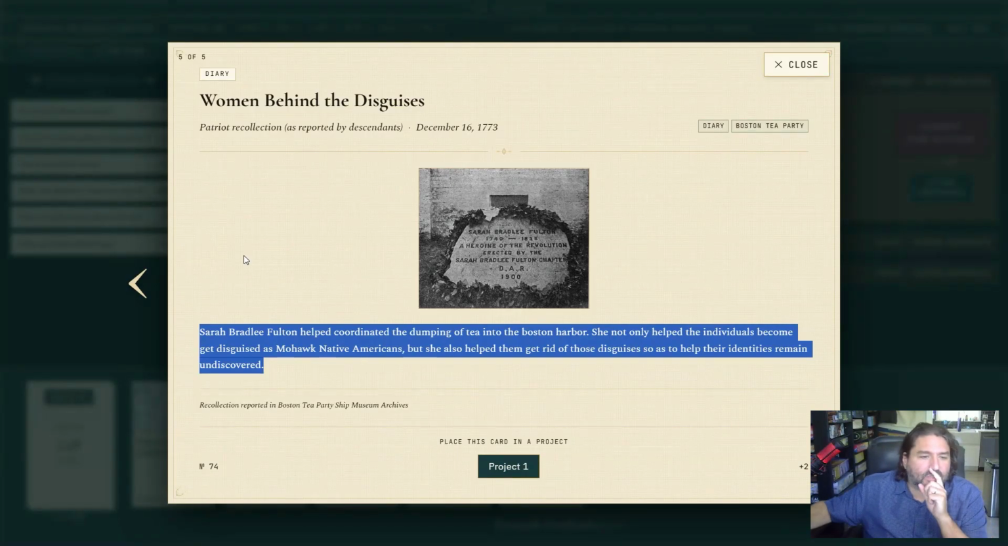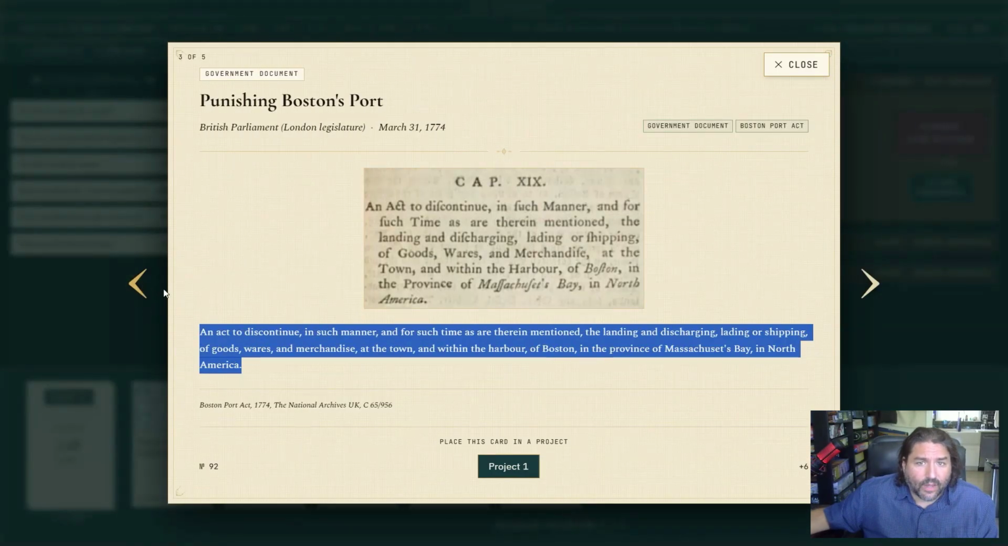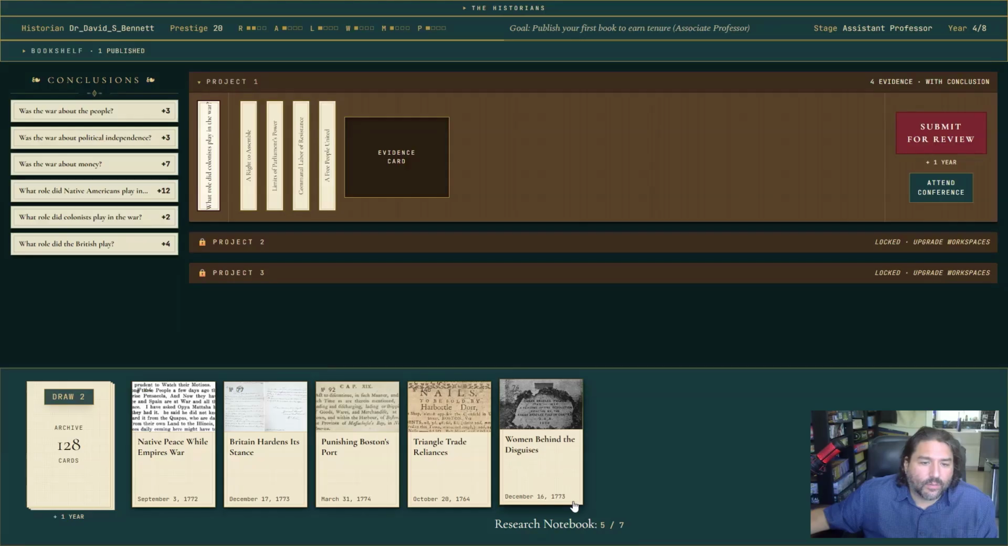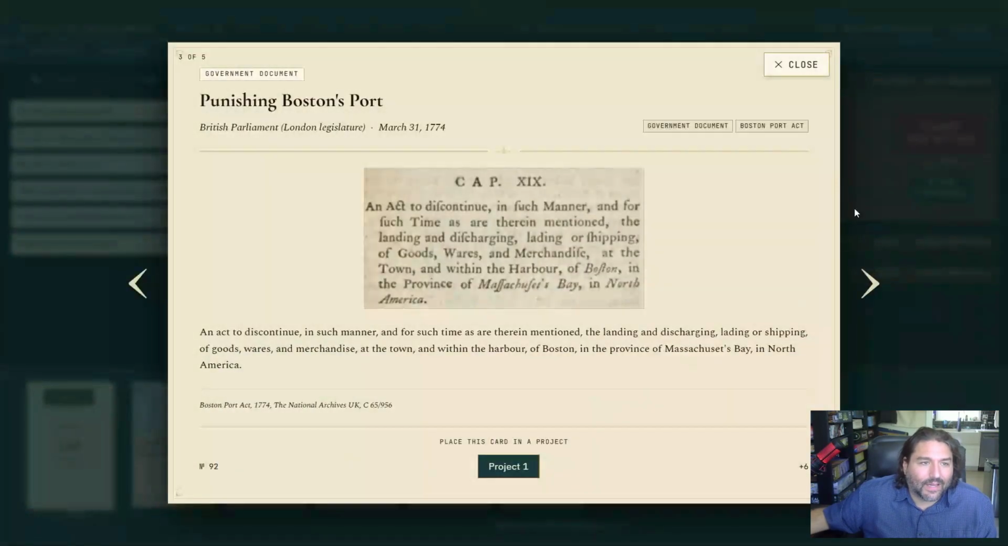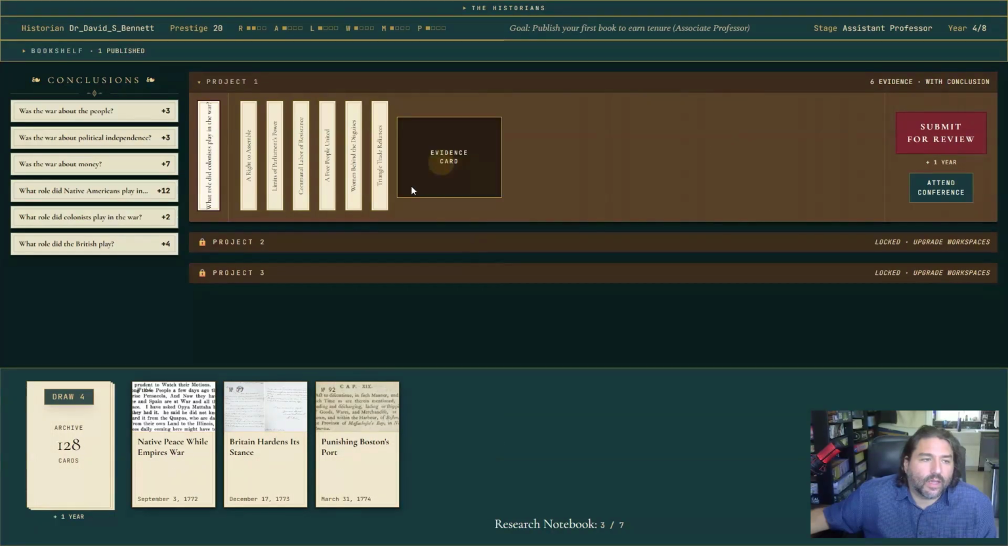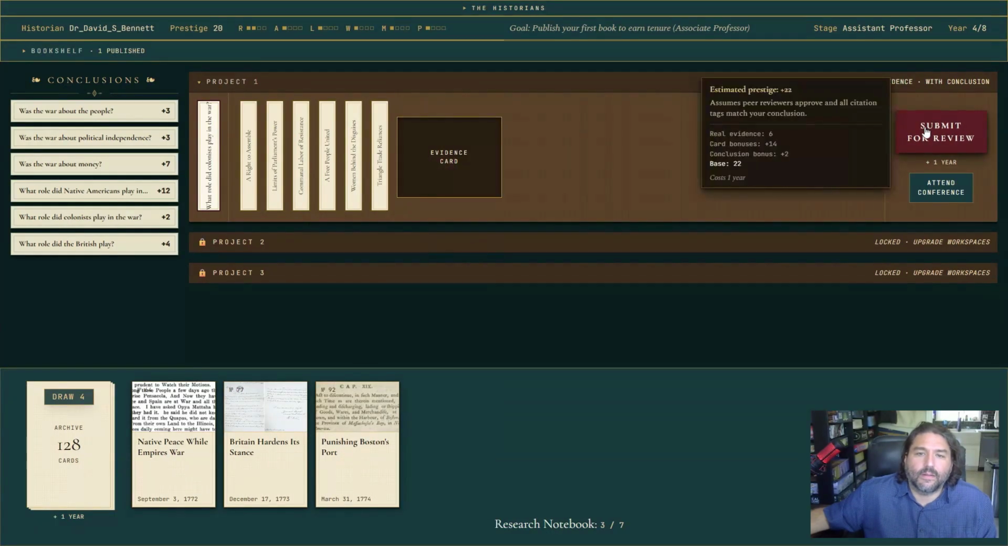Now, here's an interesting part, right? So, I do have at least 2 documents for the Boston Tea Party. I could contribute those to this document. I could have contributed it to a specific document if I had project number 2. I could have built an argument around the Boston Tea Party. But I do not have that. So instead, I'm going to commit these 2 cards and stick with the colonial perspective, right? Then we're going to see.